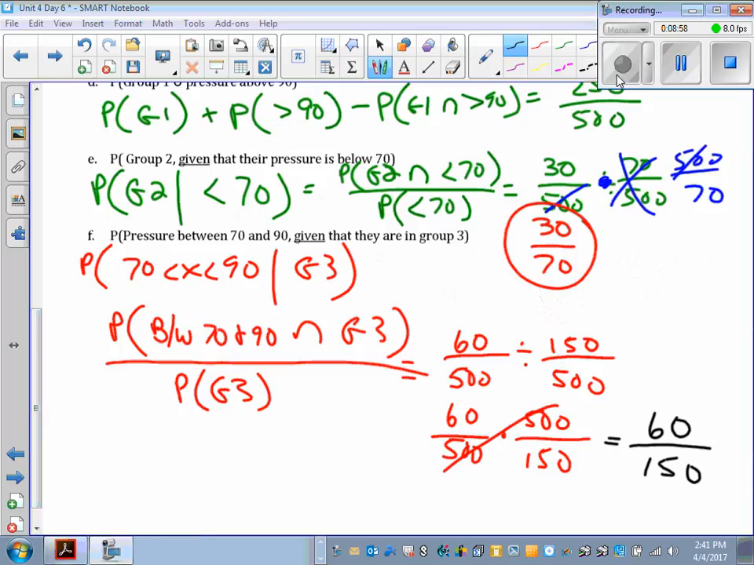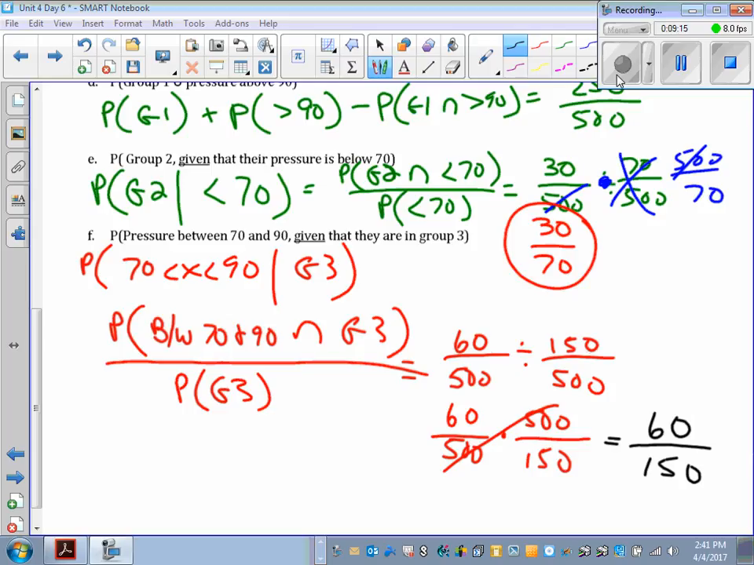Okay, so if you look at the probability between 70 and 90 and in group 3, divided by the probability that they're in group 3, that gives you 60 over 500 divided by 150 over 500. So again, multiply by the reciprocal and you'll get 60 over 150.